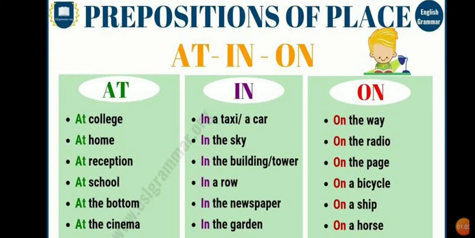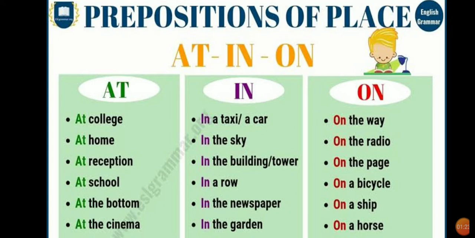To show or to indicate the places, we use the prepositions at, in, on. At we use when we think of a place as a point. Example, at college, at home, at reception, at school, at the bottom, at the cinema.